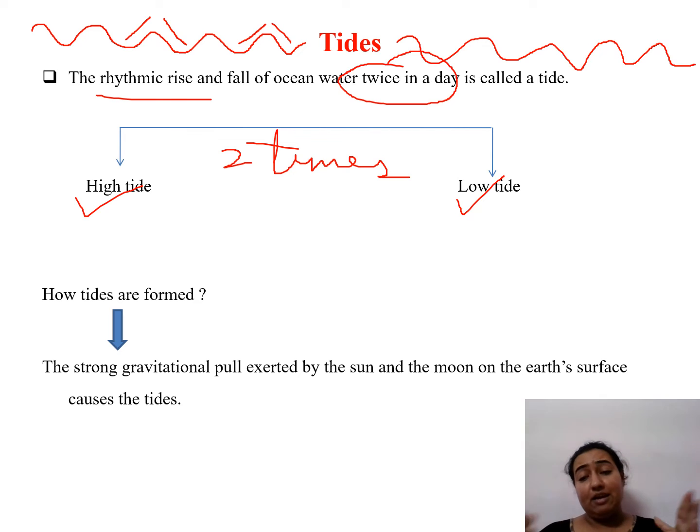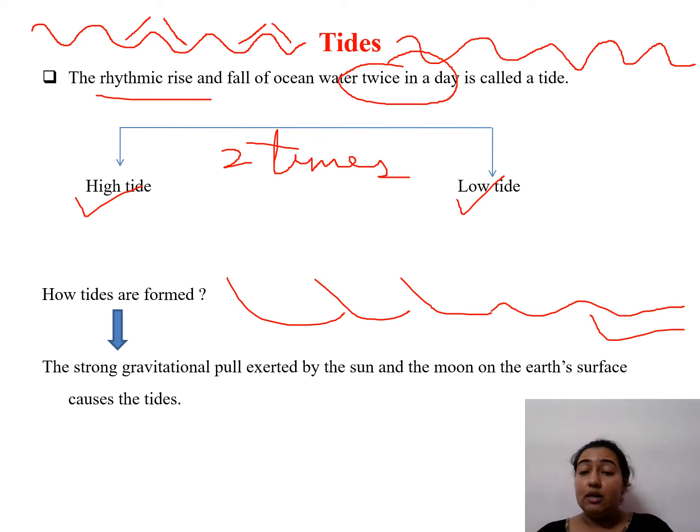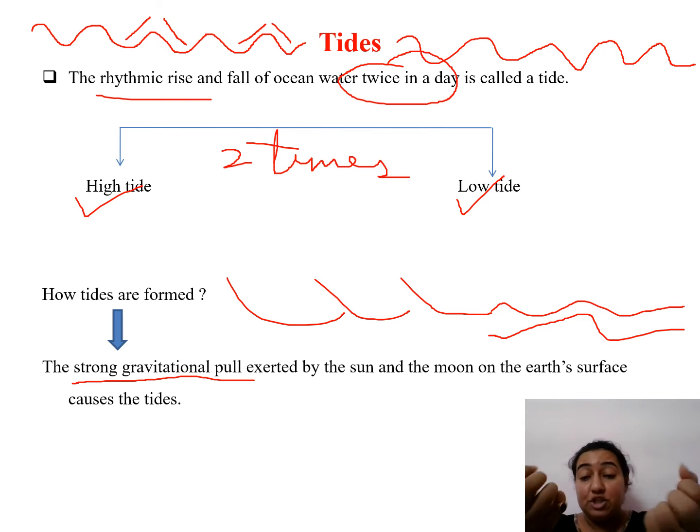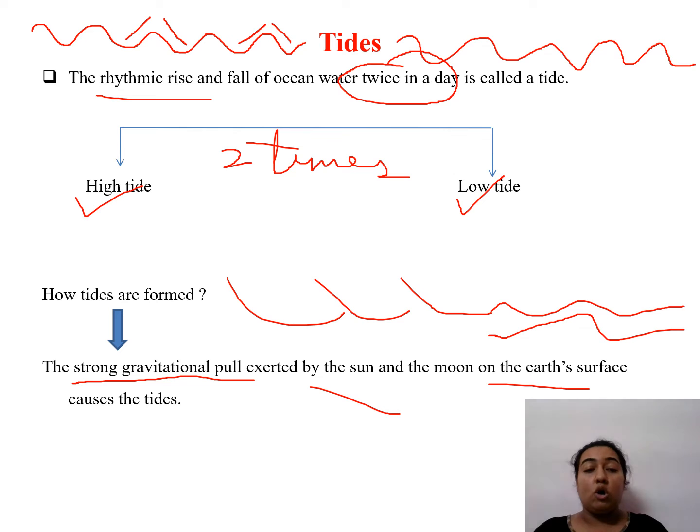Tides कैसे आते? Waves are caused because there is strong wind that is moving and causing the surface of the water on the earth to form waves. But tides कहाँ से आते? Are they caused by winds? So now tides are formed because of strong gravitational pull, which is exerted by the sun and the moon on the earth's surface, causing tides. Now this has got two important roles.